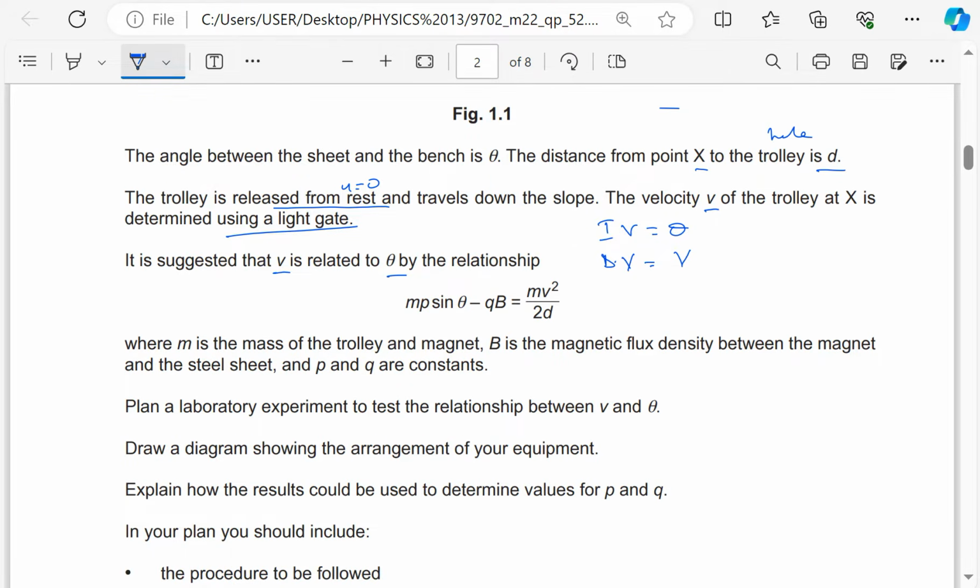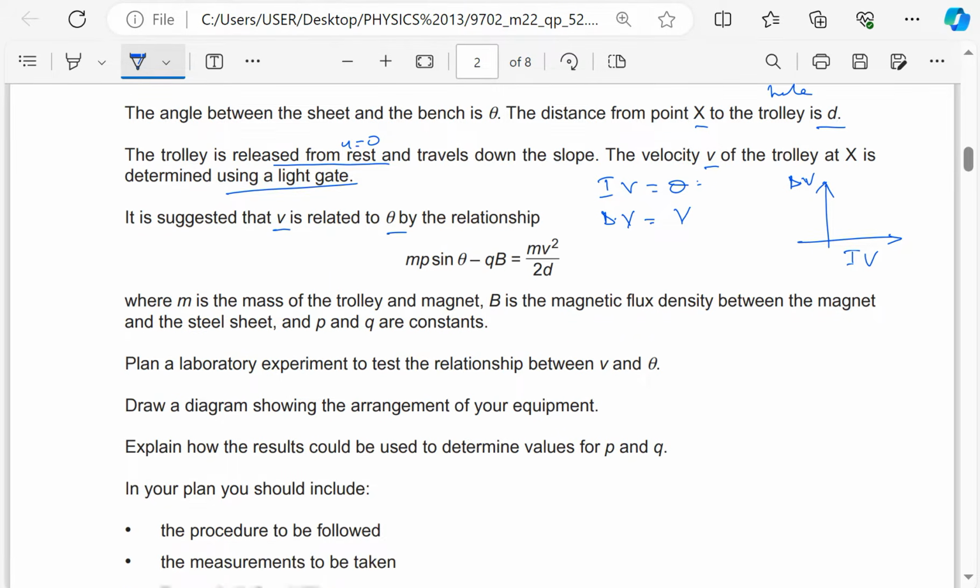They have given us a relationship. Since we are investigating theta, which is the independent variable, against V, which is the dependent variable. Remember, when we sketch a graph, we always sketch it with the independent variable on the x-axis and the dependent variable on the y-axis. So I'm going to make anything related to V, the dependent variable, to be the subject in this equation here.